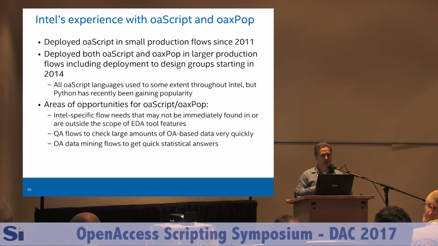Intel being such a big company, you can imagine you have all these smaller companies within, in a sense. Everybody has their own way of doing things. And so we actually are using each of the languages in oaScript, depending on the business group or the familiarity that the person has. But it seems like Python is picking up some steam, as well as Ruby probably as well.